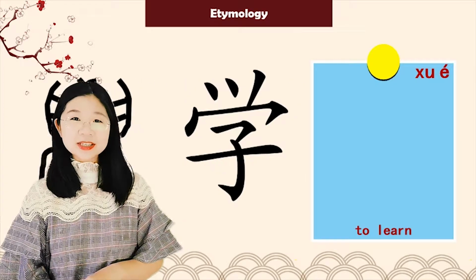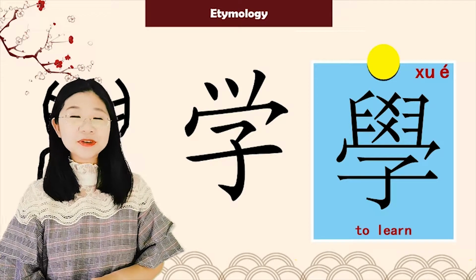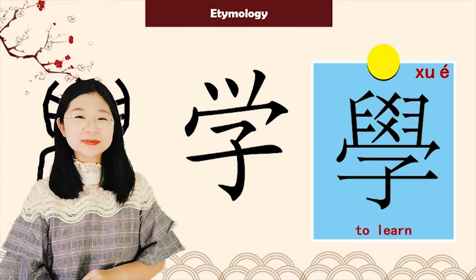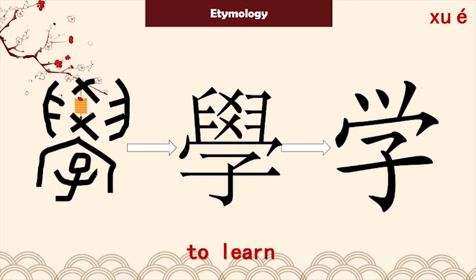And then the traditional Chinese character is this. So the top part is different from the simplified character. And this is the development process of 学.